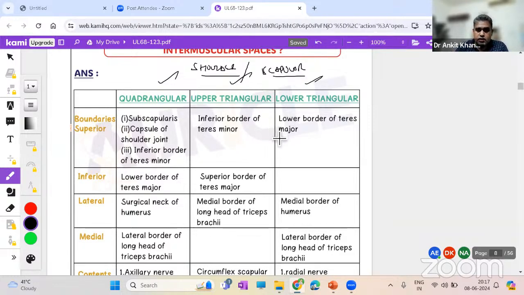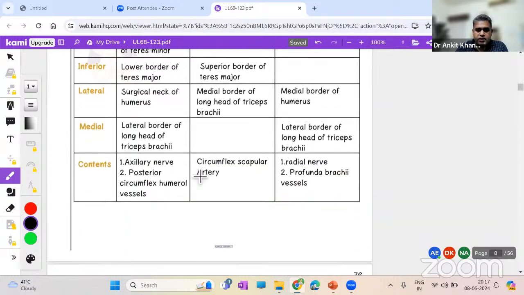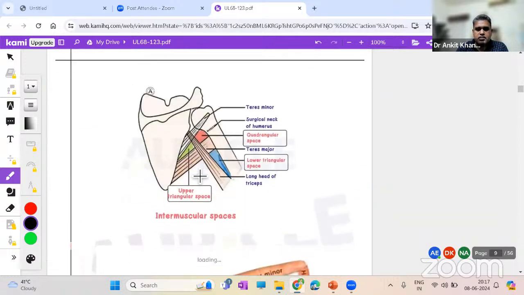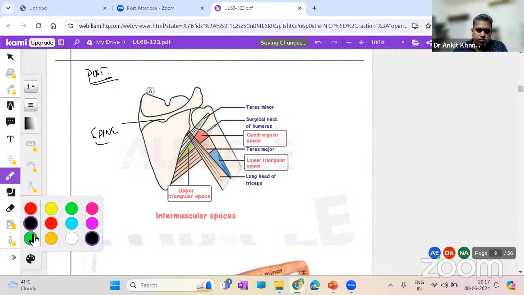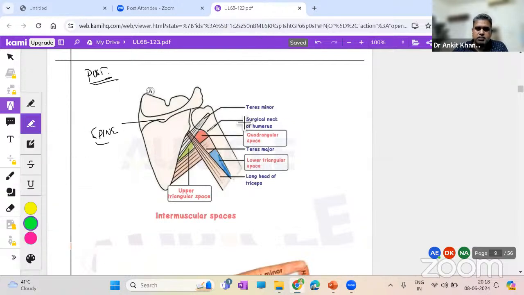Now, everything's written, boundaries over here, this and there. Don't worry. First of all, understand this is what you can draw in the diagram. So this is which view? This is a posterior view. How, sir, can you say posterior? Because I'm seeing the spine of the scapula. Then a few muscles that you need to highlight over here: one muscle is teres minor. It is going to the greater tubercle over here.